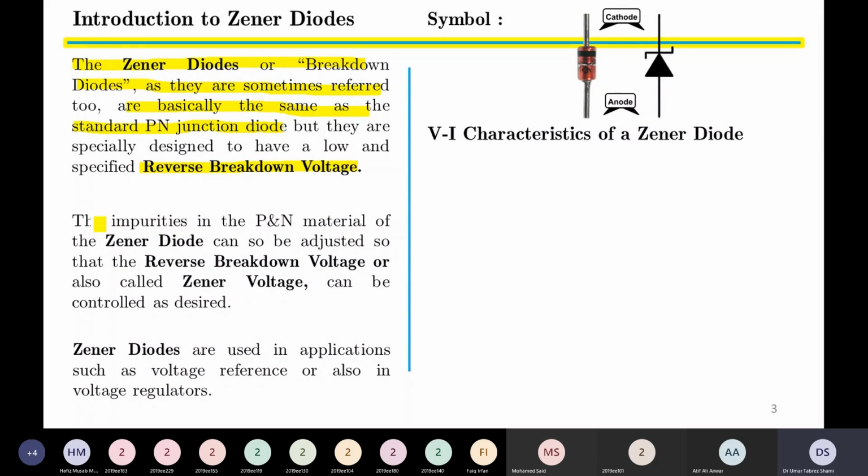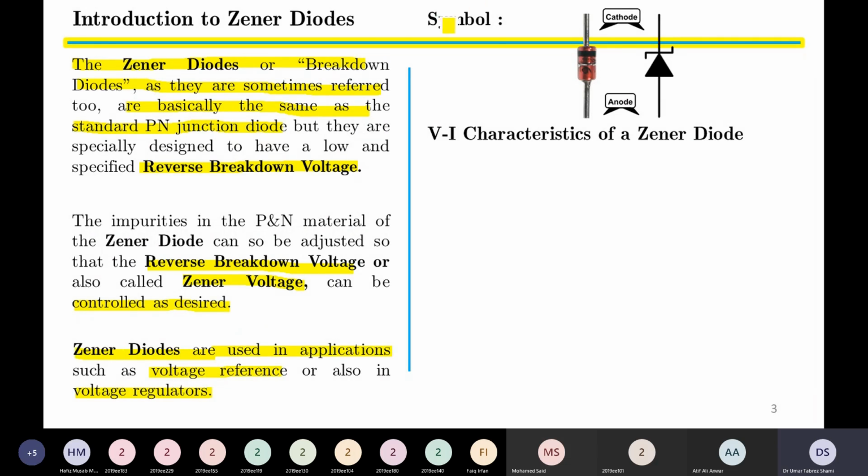The impurities in the P and N material of the Zener diode can be adjusted so that the reverse breakdown voltage, also called the Zener voltage, can be controlled as desired. So the Zener diode is a simple diode with one extra feature, that is, the reverse breakdown voltage or the Zener voltage can be controlled by controlling the impurities that are doped in the P and N material of the Zener diode. Zener diodes are used in applications such as voltage references or also in voltage regulators.